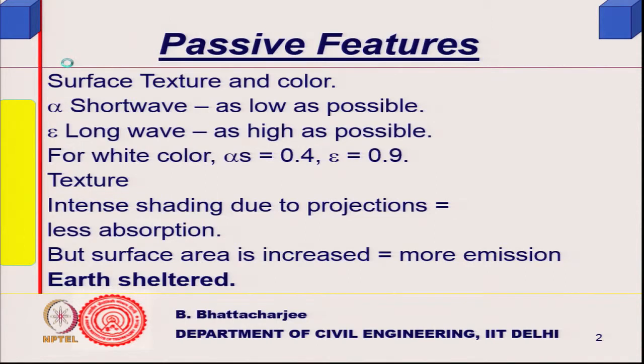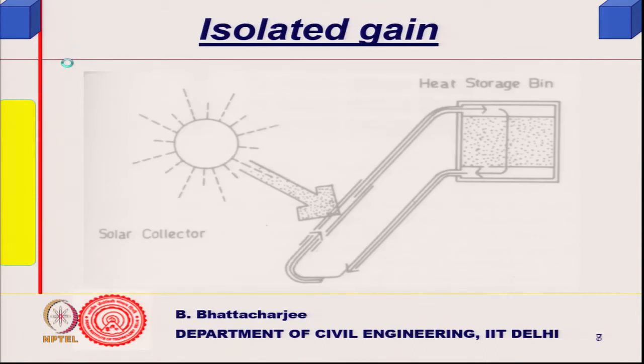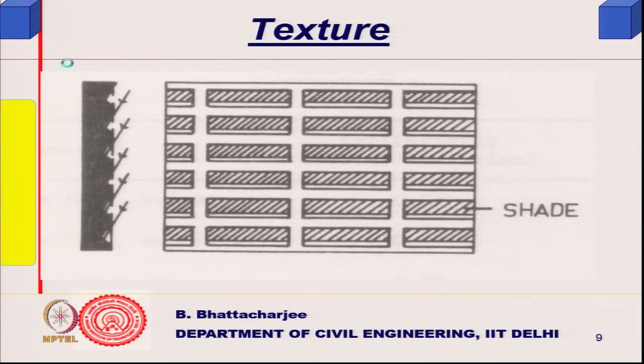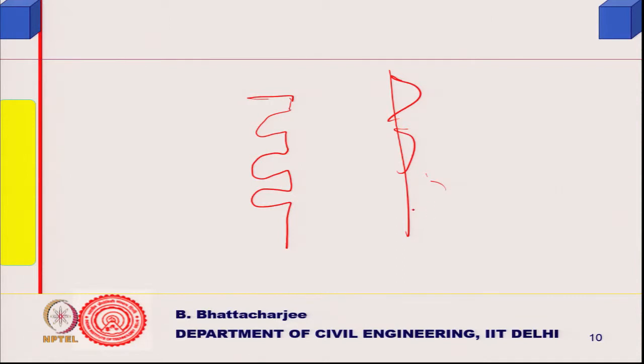Intense shading due to projection is possible, with less absorption. As I was saying, perhaps I have a diagram somewhere, I will come back to this later. This is the kind of texture. For example, if I have a surface which is textured like this, with some projections, or I simply put some finished stones here. They do of course grit finish, which has other problems.